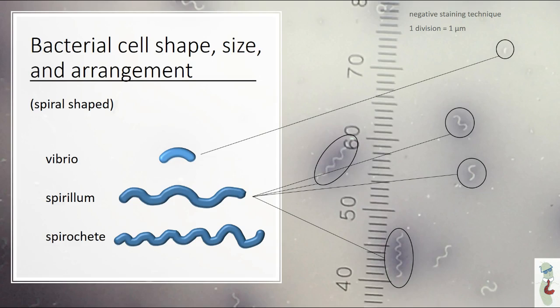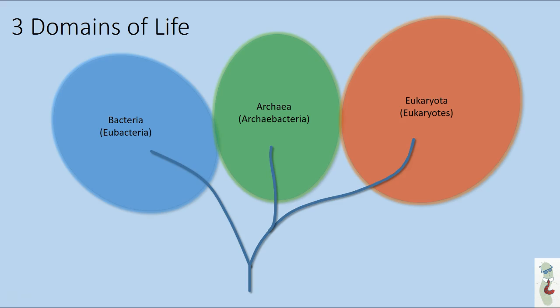Now, I'd like to move on and discuss the cellular components found in a bacterial cell. Now, all bacteria are single-cell prokaryotic organisms and are classified as members of the bacteria or the eubacteria domain, which differ from the other single-cell prokaryotes classified in the archaea or the archaeobacteria domain. I'll discuss the archaea in another video.